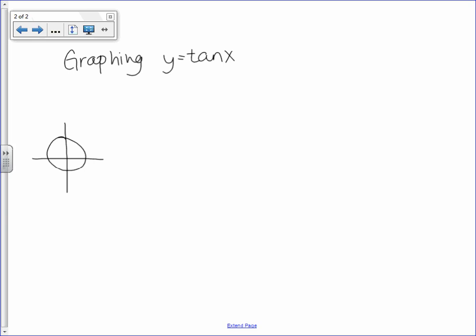Okay, and I'm going to go ahead and fill in those 4 key points that we know on the unit circle. So I know that this is the point 1, 0, 0, 1, negative 1, 0, and 0, negative 1. Okay, so I needed that, and then I also need to remember that tangent is defined to be sine x over cosine x. Okay, so those are the two things that I'm going to need to use.